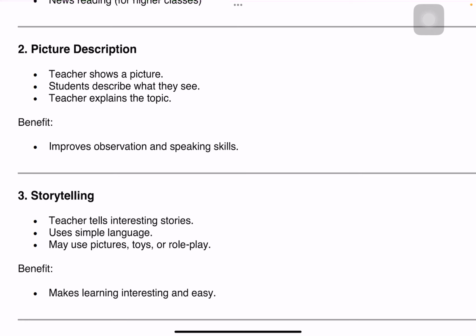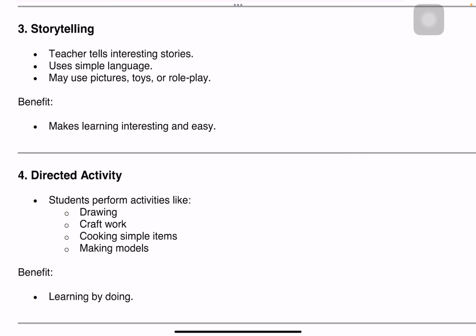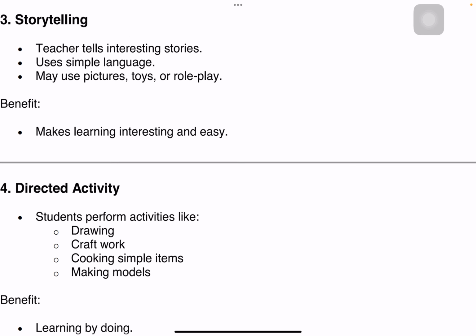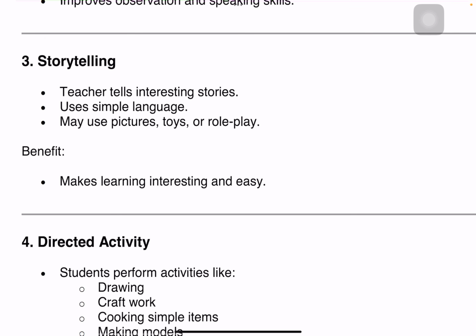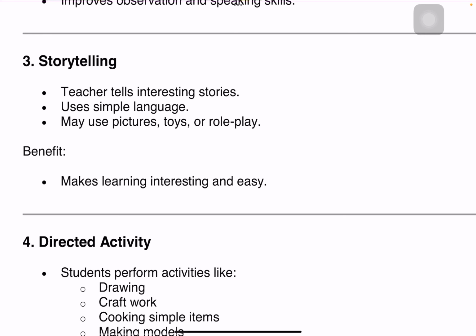Number two, picture description. The teacher shows a picture, students describe what they see, and the teacher explains the topic. Benefit: improves observation and speaking skills. Number three, storytelling. The teacher tells interesting stories, uses simple language, and may use pictures, toys, or role plays. Role play. Benefit: makes learning interesting and easy.